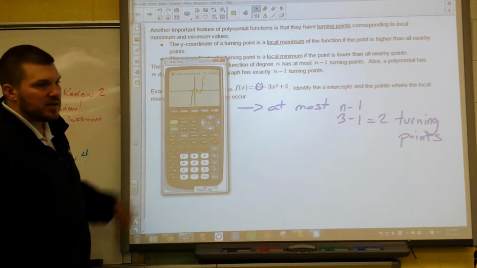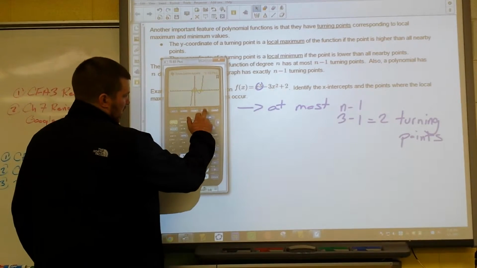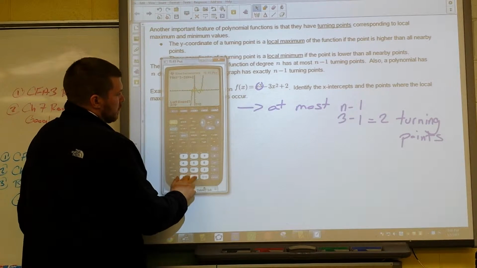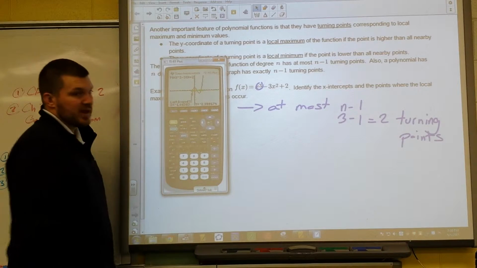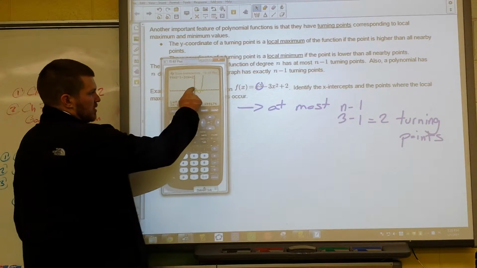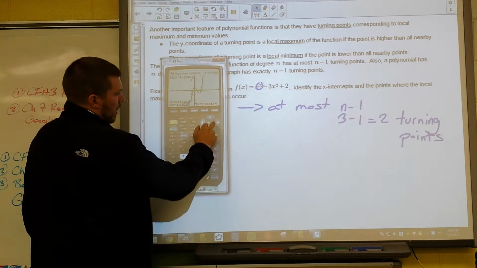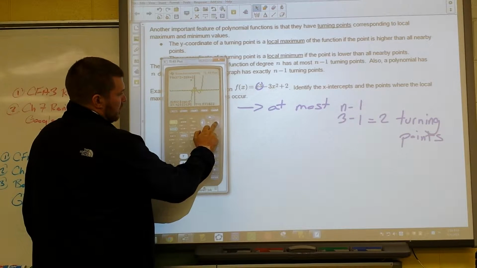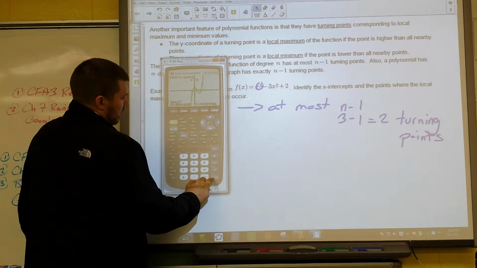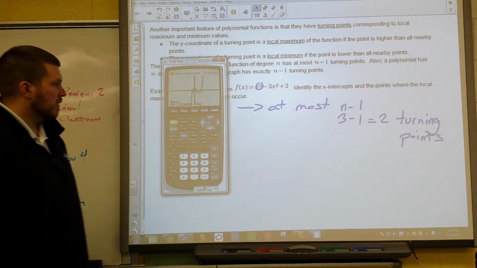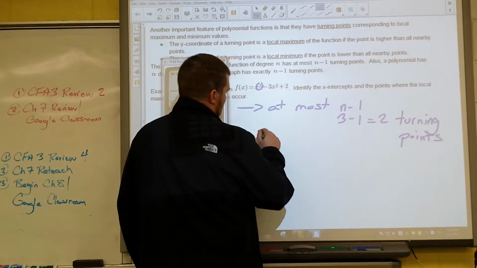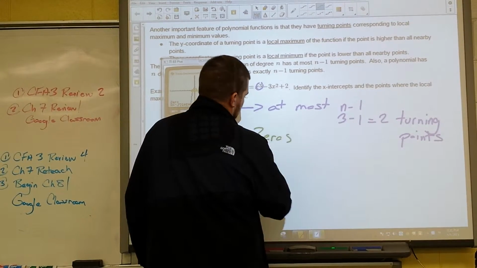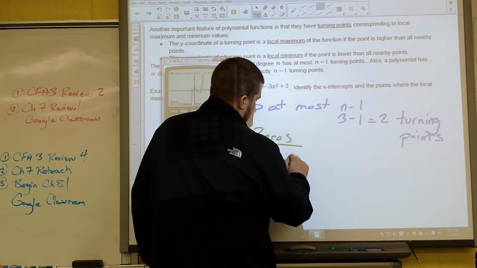So instead, to find the zeros, I'm going to hit second calc, option 2 for zero. Now the calculator is going to ask me something, left bound. So what you want to do is be on the left side of your zero. Right bound, you want to be on the right side of your zero. Enter. And then guess. You want to be near your zero. And so my first zero is negative 0.73, and again I'm rounding. So my zero, x equals negative 0.73.